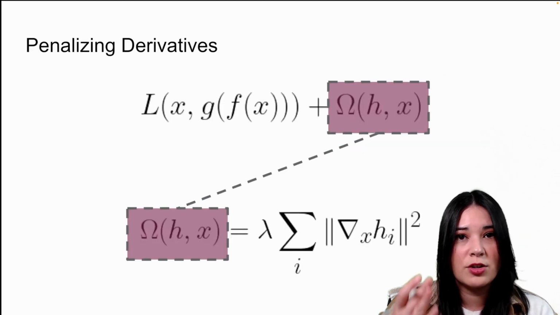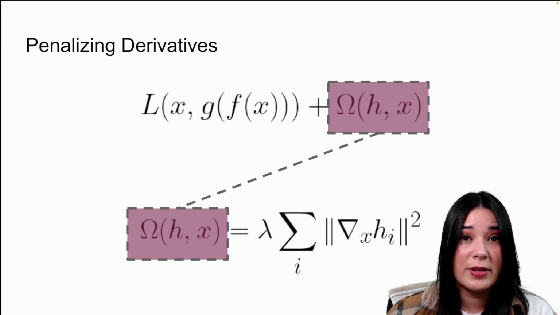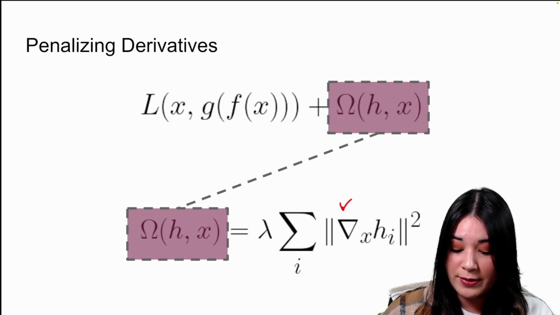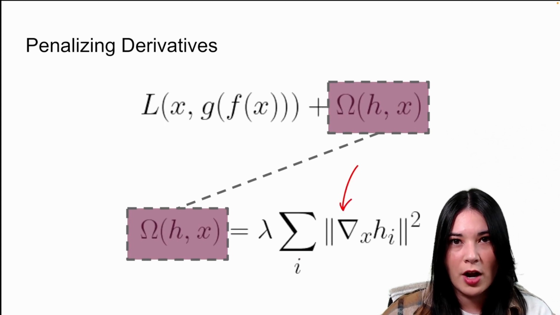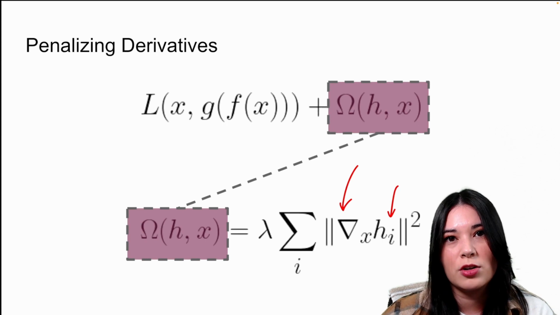Instead of penalizing just the values of that hidden layer, we can also penalize the derivatives. A penalty on the derivative basically forces our autoencoder to learn a function that doesn't change very much when the inputs change a little bit.